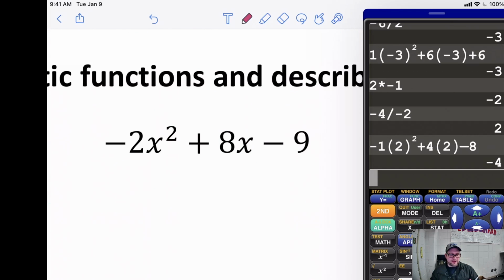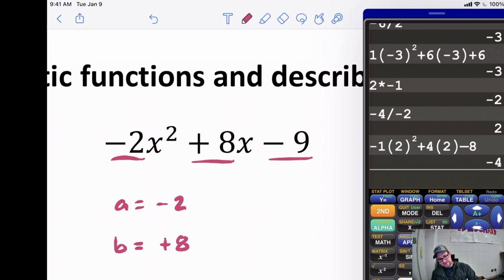Here's another one for you. Again, let's take this one a little slower. Let's start by figuring out A, B, and C. A is always that first number, so -2. B is that second one, so that's a +8. And C is that last guy, -9. The big formula you need to know today is -b over 2a.